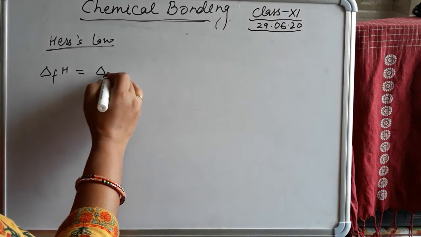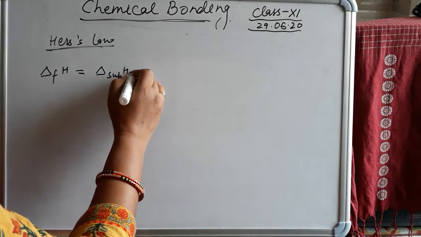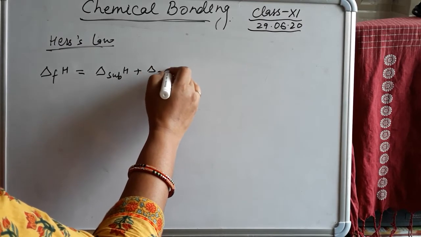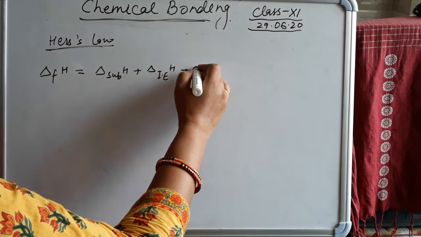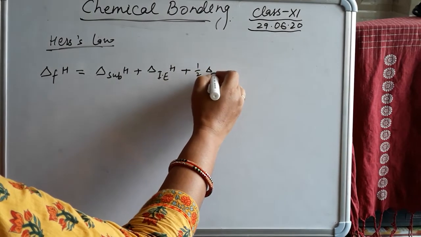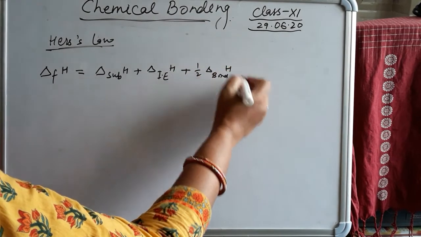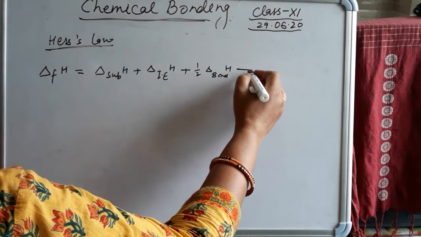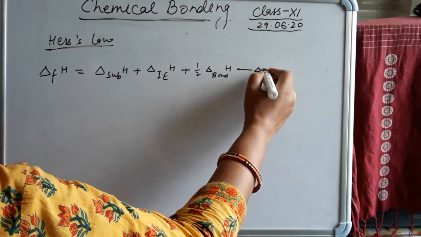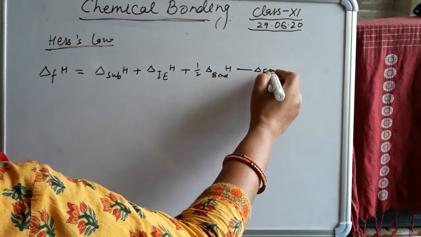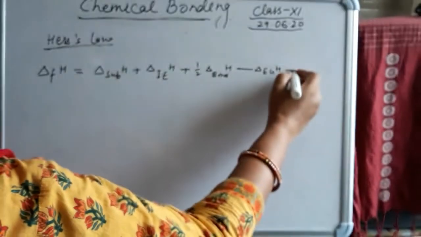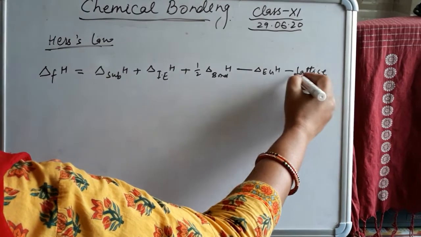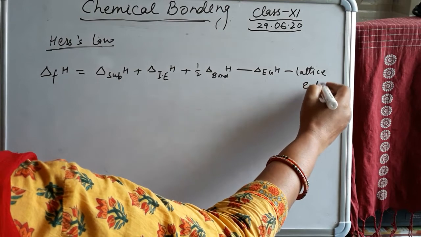First we should give sublimation enthalpy, this is positive. Then we give ionization enthalpy, this is also positive. Then we give bond dissociation enthalpy for chlorine, it is also positive. When the chlorine accepts an electron, which is called the electron gain enthalpy, it is negative. And the energy released when cation and anion combine is the lattice enthalpy, it is also negative.